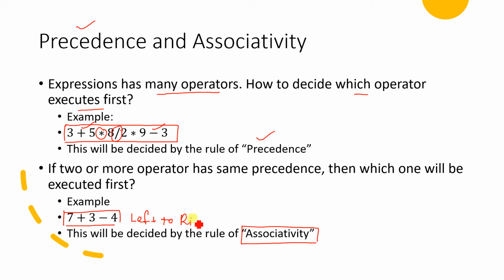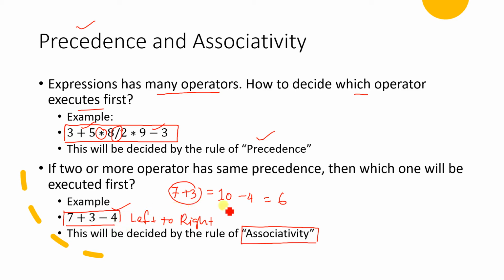In C programming I am telling about. So in C programming, whenever the operators have the same precedence, you need to execute from left to right. So here first 7 plus 3 will happen, so that means you will get 10, then you have to subtract the value 4 from it, then you will get 6 over here. So this is how the expression gets executed.